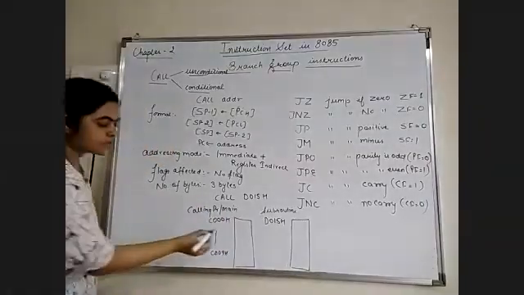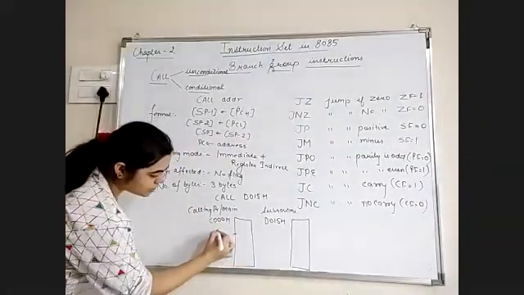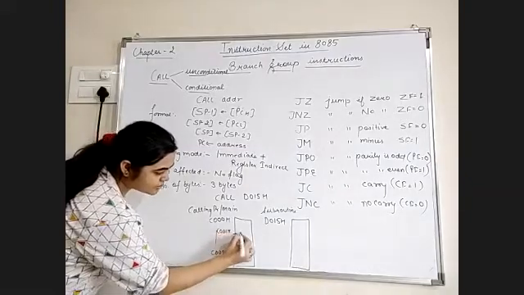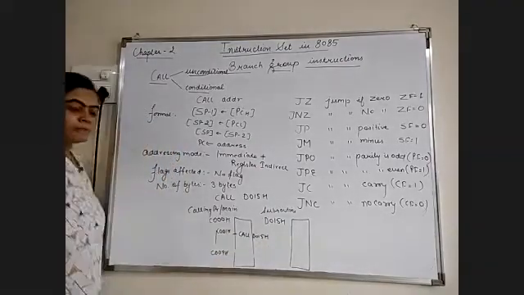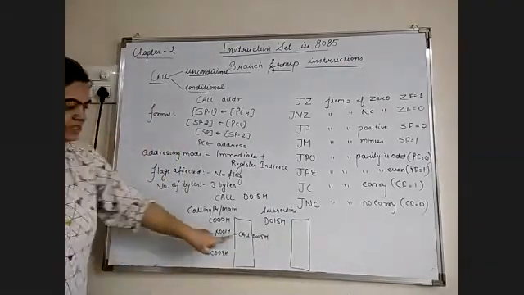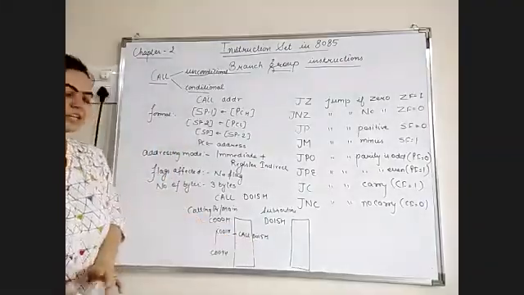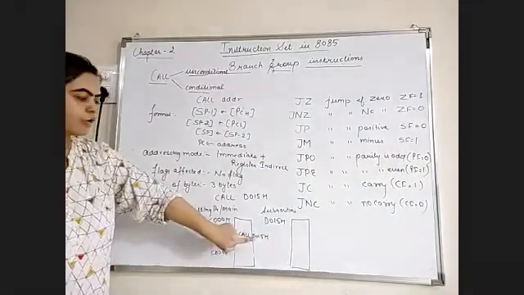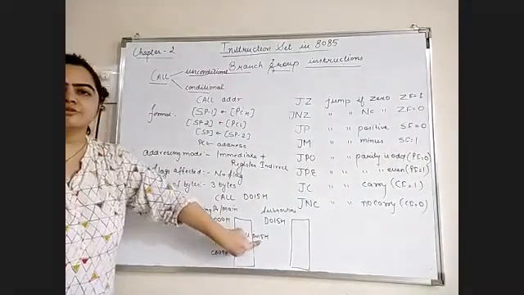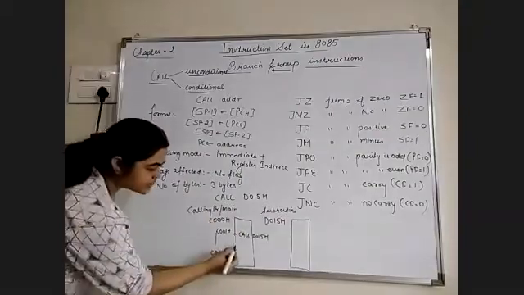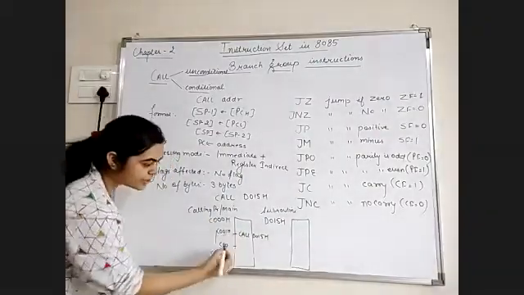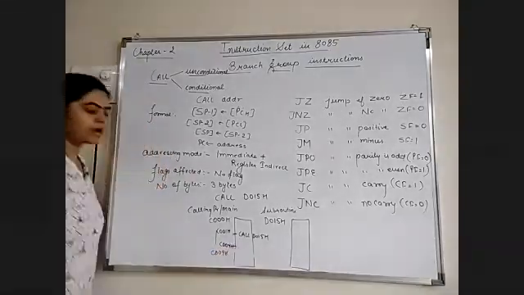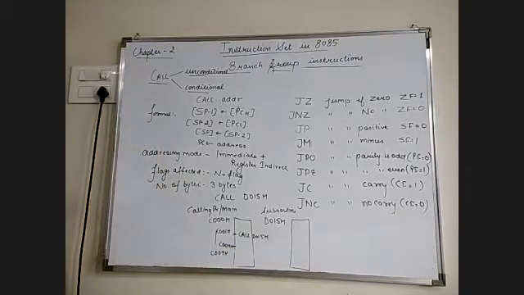Now, suppose at location C001H we have the instruction CALL D015H. This instruction will occupy how many bytes? 3 bytes: 1 byte for the opcode of CALL and 2 bytes for D015H. So after this, memory locations 1, 2, 3 will be used by this instruction, and the next instruction will be at memory location C004H.